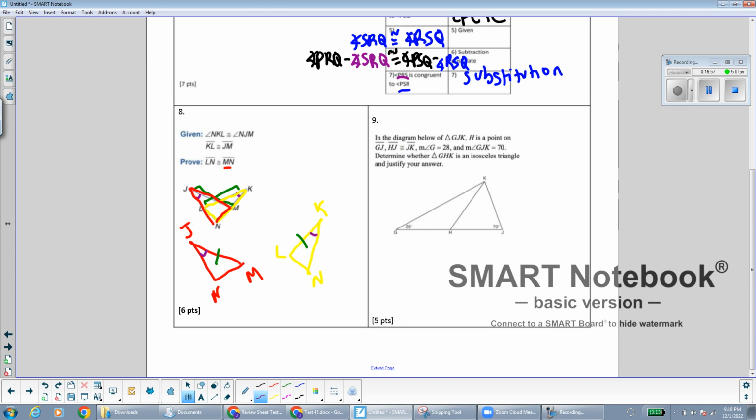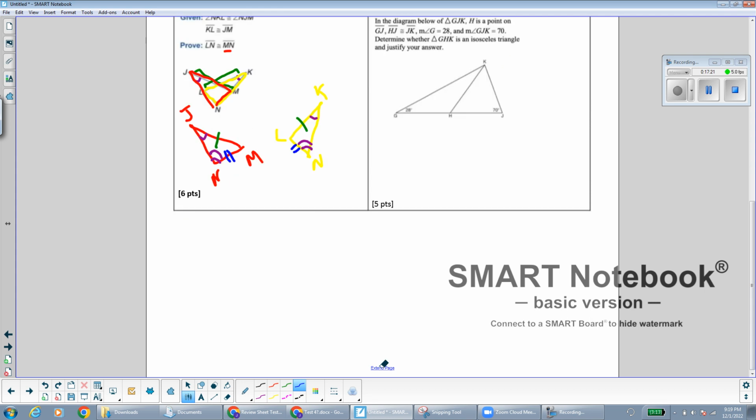So angle N is congruent to itself by the reflexive property. Then we have angle-angle-side to prove the triangles congruent. And then the very next step, after we know the triangles are congruent, will be to say that LN is congruent to MN by CPCTC. So we can write this out super quickly.